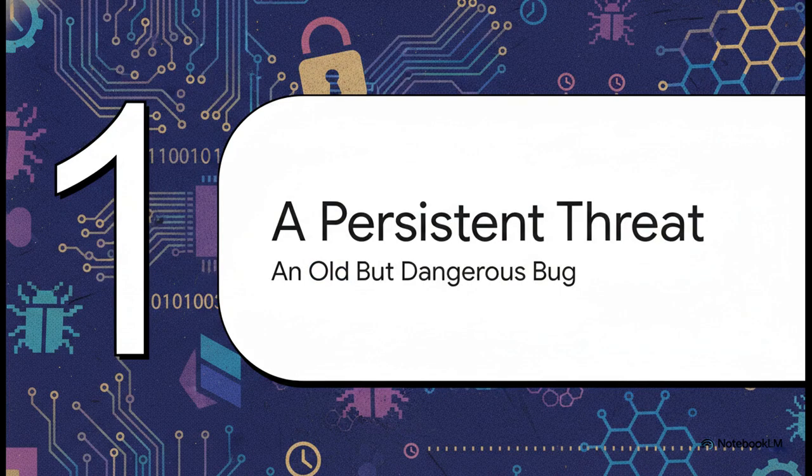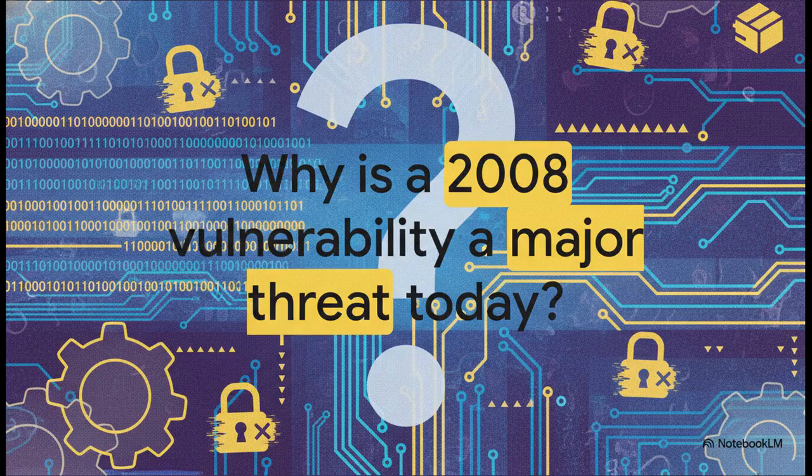Okay, let's get right to the heart of the mystery. We're talking about a bug from 2008. I mean, in the world of cybersecurity, that's practically ancient history. So the real question is, why on earth are we still talking about it now? And this is really the core of our whole investigation, isn't it? How can something so old, something that's been public knowledge for so long, still be a serious danger?